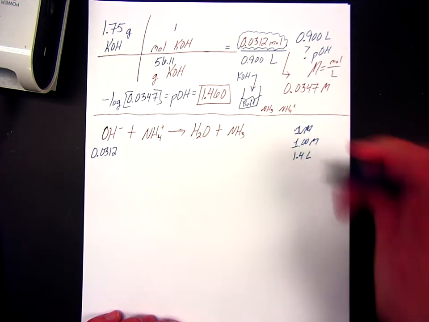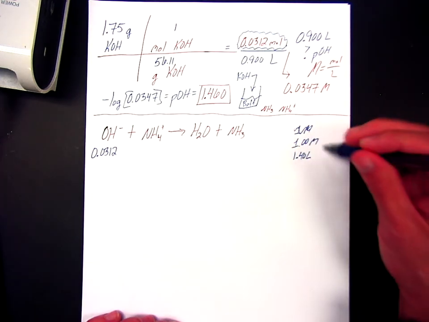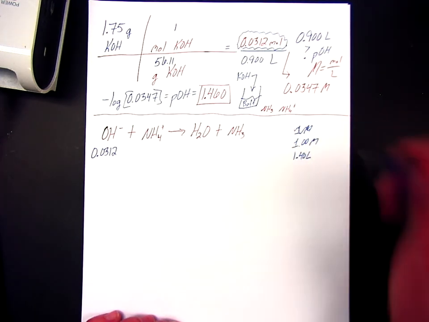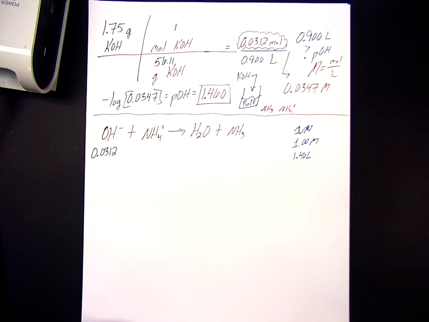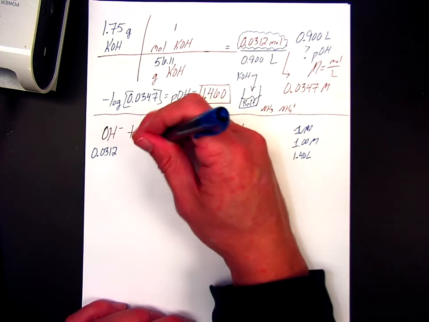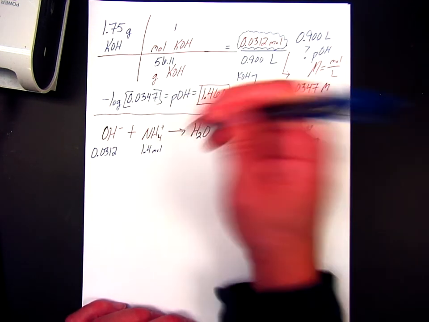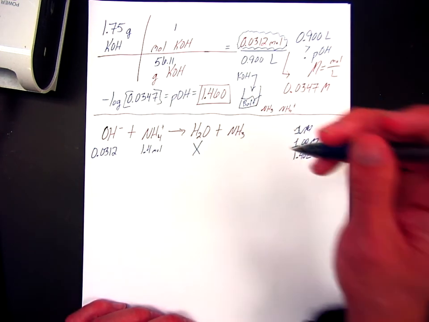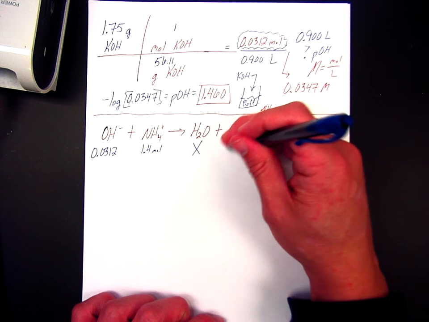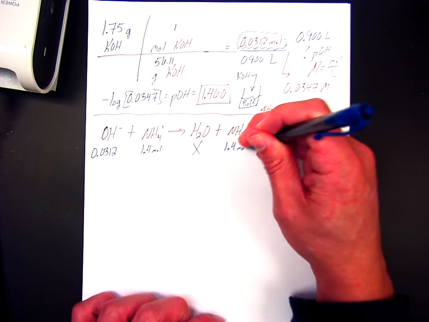All right, so all I have to do to get moles is multiply, of course. Molarity times liters is moles. So look, it's times 1. So I'm going to end up with 1.4 moles here. All right, water's not going to affect pH. And 1.4 moles here.